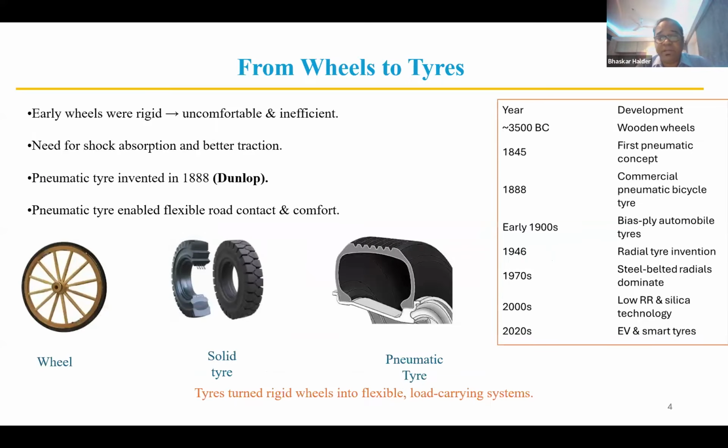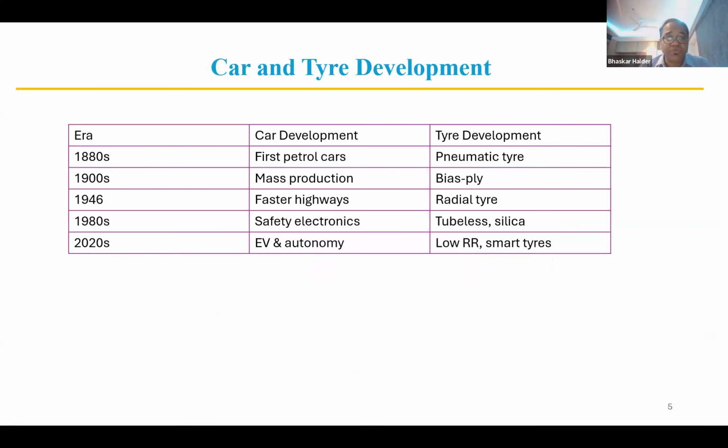So from 1845 to 1888, then the early 90s, bias ply automobile tires were developed. One interesting thing I want to share with you is that in the era of the 1880s, the first petrol cars were developed. At that time, the first pneumatic tires also developed in parallel. In the 90s, cars went for mass production, so again the advancement happened in terms of bias ply.